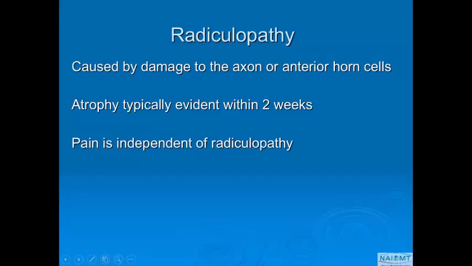In radiculopathy, we see damage to the axon or the anterior horn cells at a particular nerve root level. Atrophy, which is usually not evident in the early phases of myelopathy, is often apparent within 2 weeks of nerve root compression. Radiculopathy can occur with or without pain.